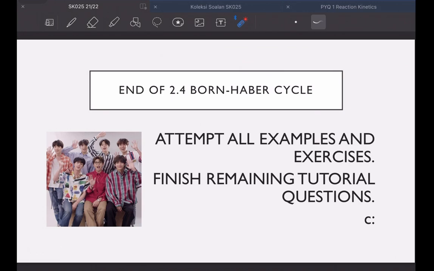So we're done with 2.4 Born-Haber cycle. So make sure to do all examples and exercises and finish your remaining tutorial questions. Okay, thank you.